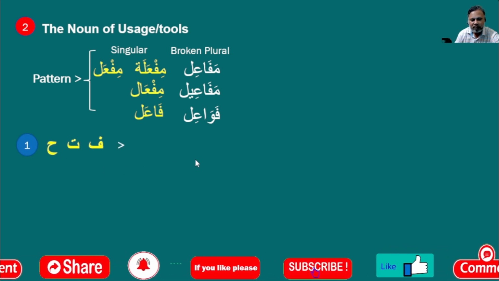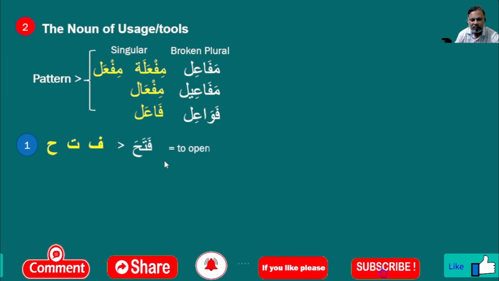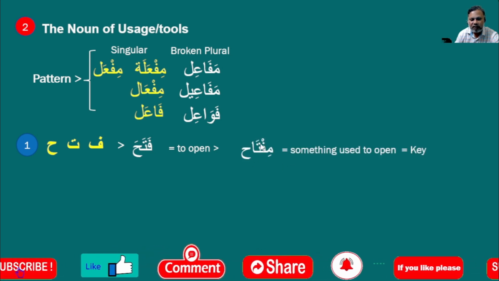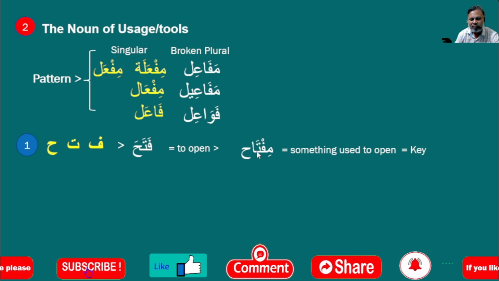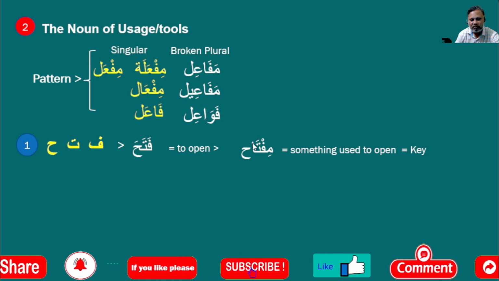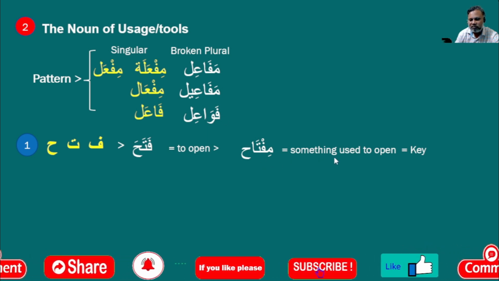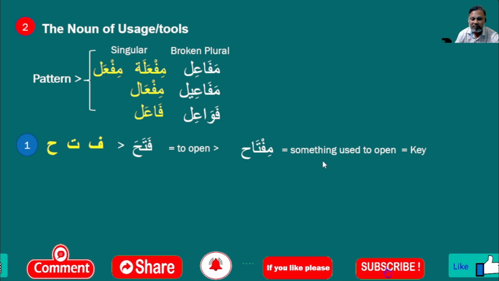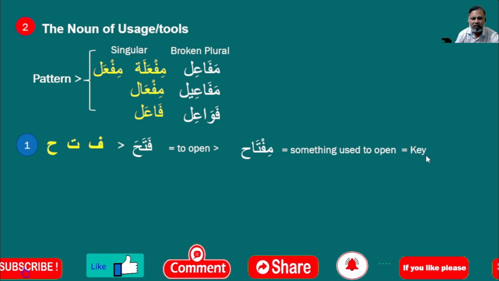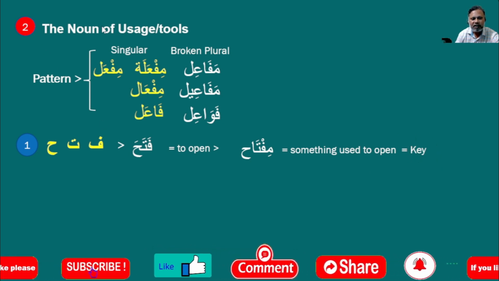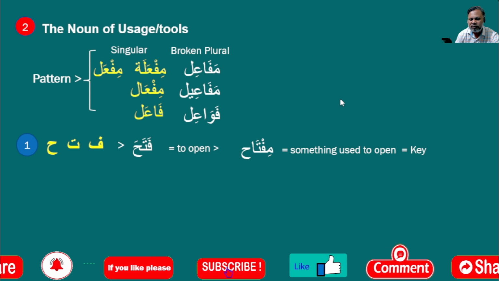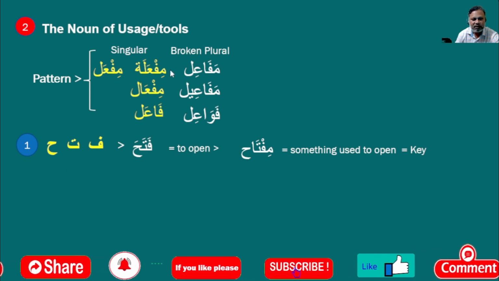Fa, ta, and ha. From these three letters, we can get fataha, which means to open, and we can get this noun following this pattern, miftahun. Miftahun follows mif'alun. Miftahun means something used to open. That means key. A key is the tool used to open the lock. That's why this is under this category, the noun of instruments or tools. Tool nouns can be generated by using this pattern.